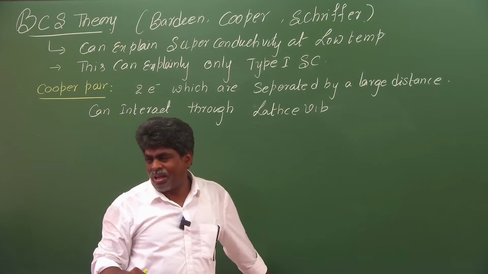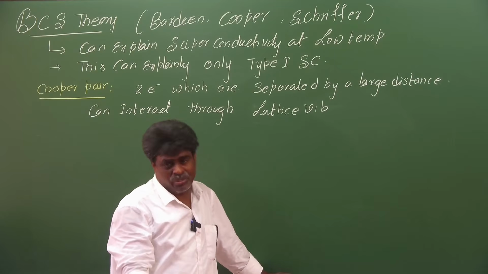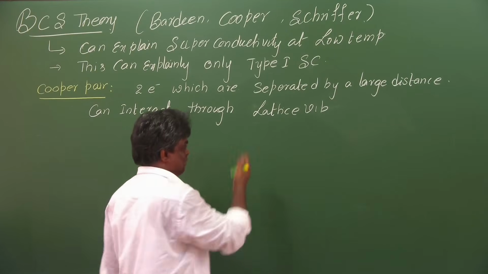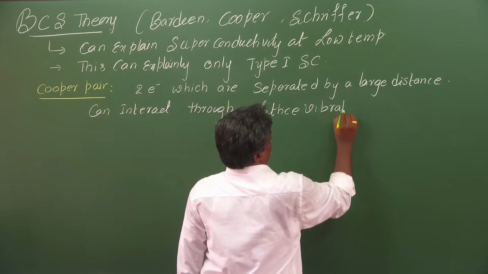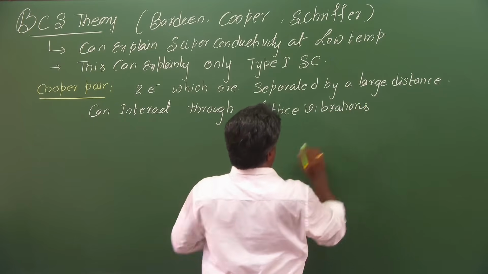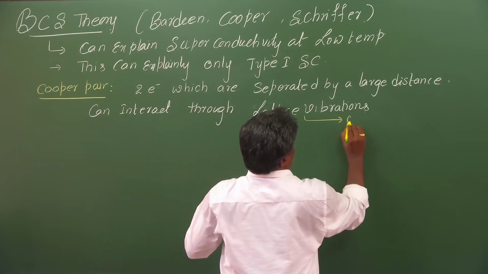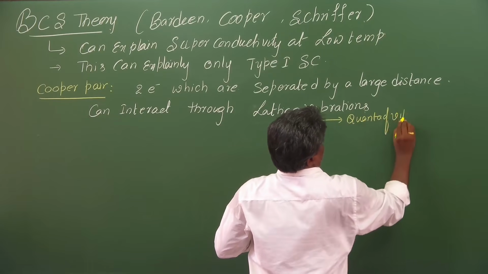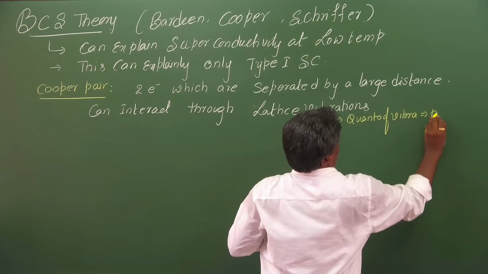Electrons repel, so how do you get a pair? Then you have to say this: lattice vibrations. The quanta of these lattice vibrations, the quanta of vibration, is nothing but the phonon.